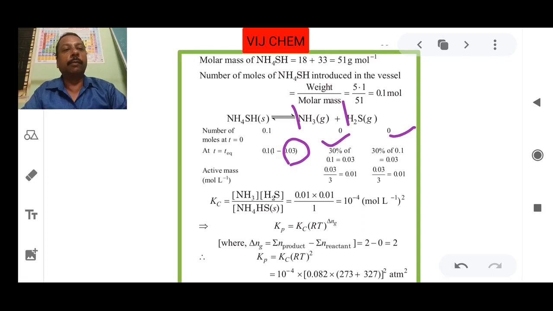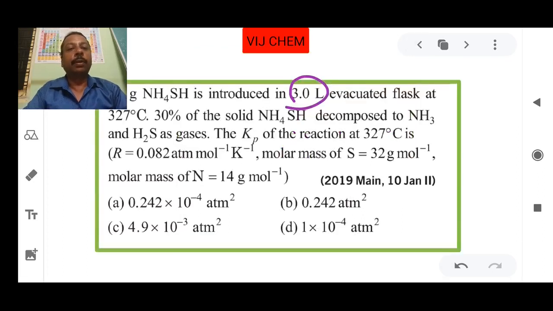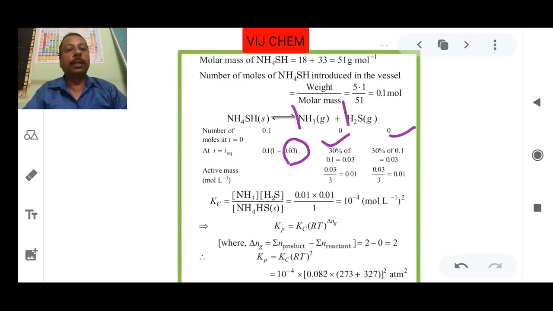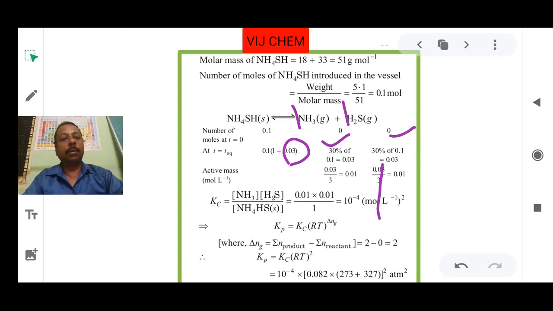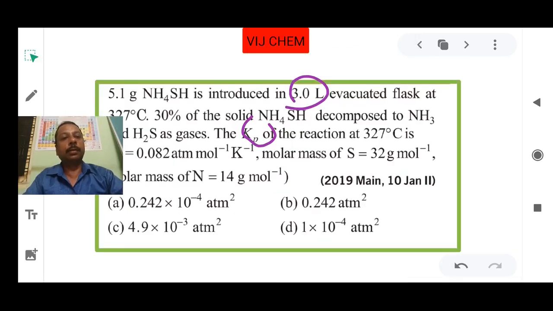But in the question, if you carefully observe, what is the question? The question is about Kp. Okay, so the question is about Kp. That's why Kc is converted into Kp, and it is very easy now. 2 moles of product, 0 moles of reactant, 2 minus 0, 2. So Kp is equal to Kc times RT to the power of 2, then you are getting this answer. So this is the answer.